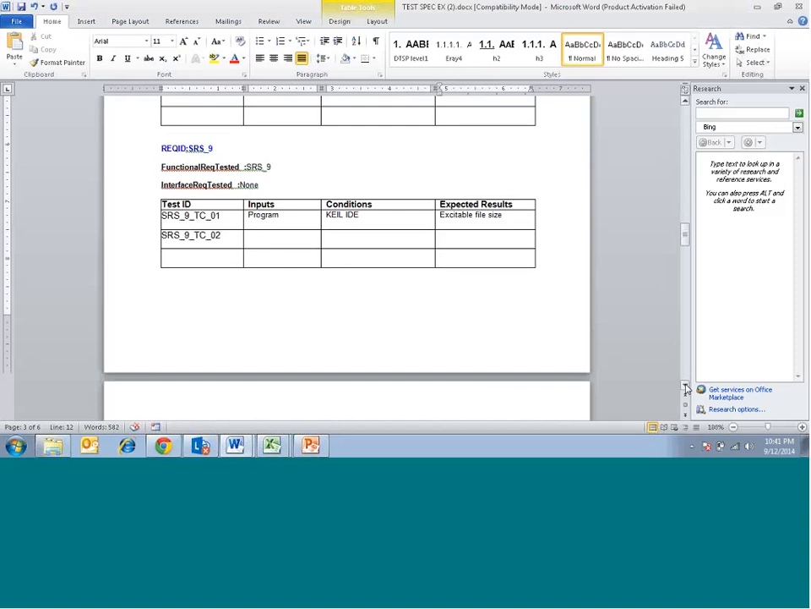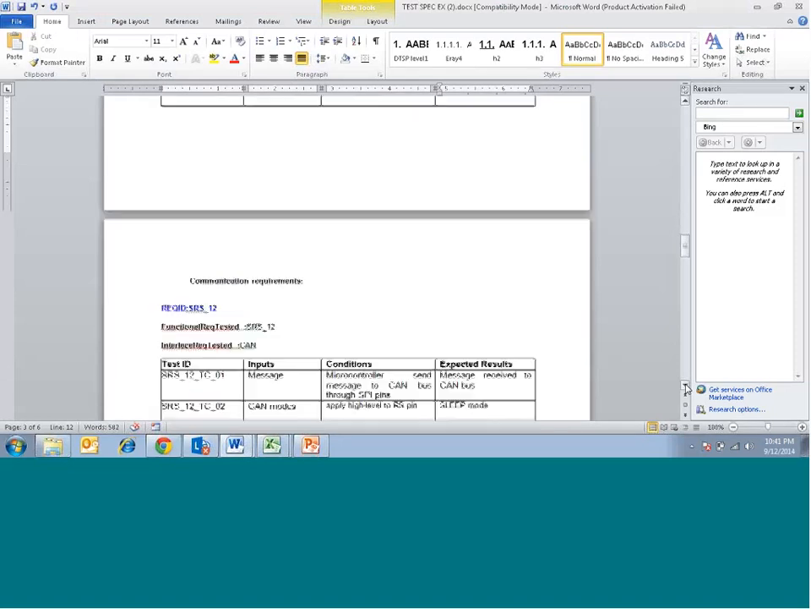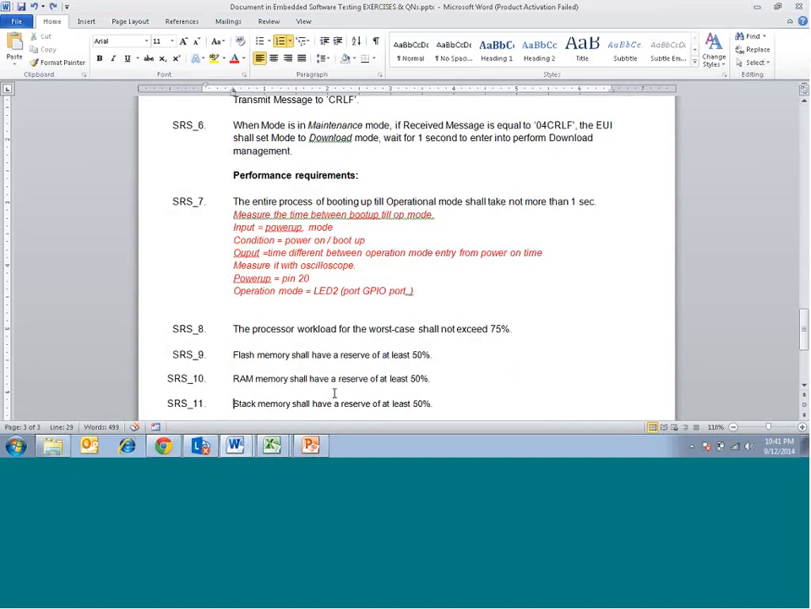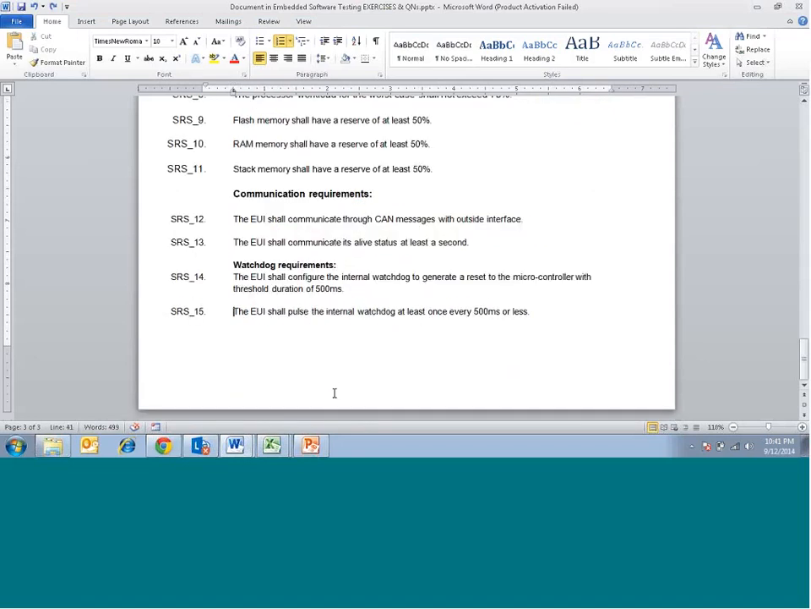Okay. Next type of requirements we have is communication requirements. Here you can see two requirements. The instrument shall communicate through CAN messages with the outside interface. The instrument shall communicate its alive status at least every 1 second. It means two things are there.